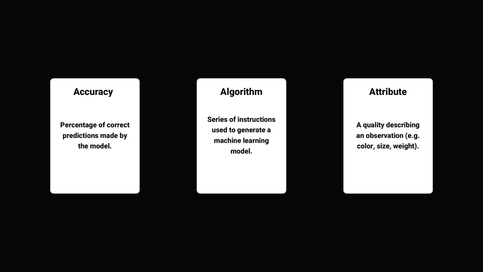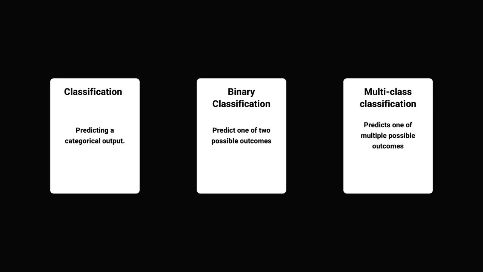a problem. Attribute. A characteristic or feature of a data point in a machine learning model, often used interchangeably with the term feature. Classification. The process of categorizing data points into predefined groups or classes based on their attributes or features. Binary classification. A type of classification in which the machine learning model assigns each data point to one of two possible classes.